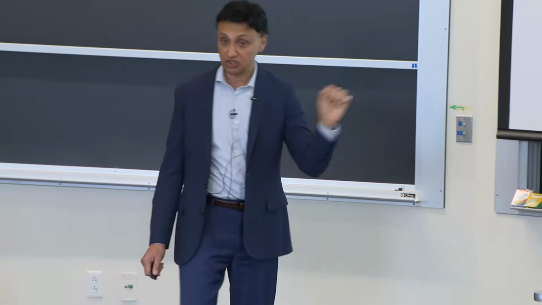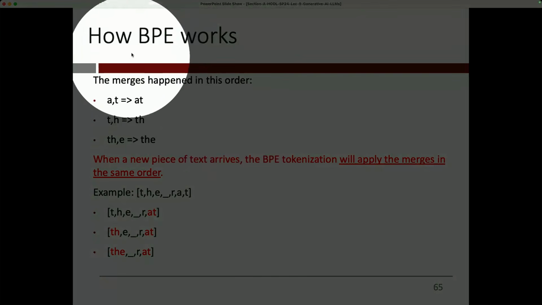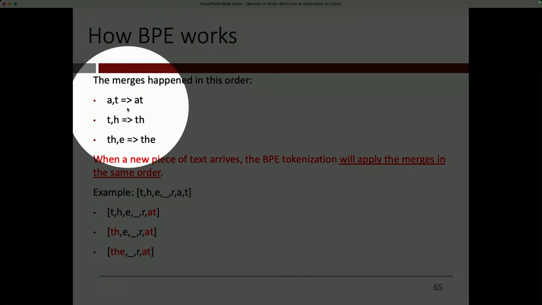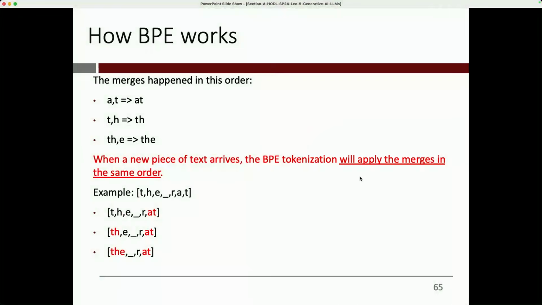Once you finish all this and you have the vocabulary and all these merges, when a new piece of text arrives, the tokenization will apply the merges in the exact same order. Remember, we merged AT to get this, TH became this, and so on. So if the new text that comes in is the rat, it's first going to fuse AT, then fuse TH, and then fuse TH and E. And the final list of tokens that goes into your model is going to be the token for the, the token for space, the token for R, and the token for at.